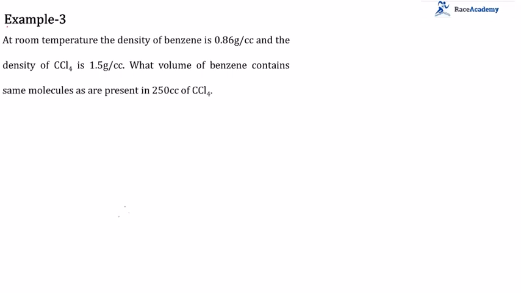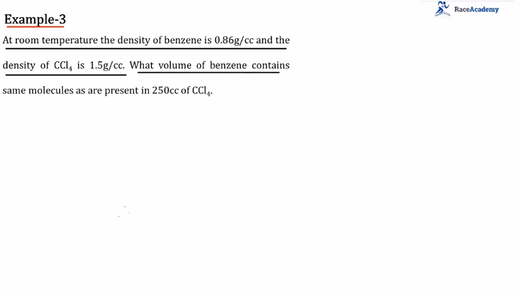See this question. Example number 3. In this question, they are giving that at room temperature, the density of benzene is 0.86 grams per cc, and the density of carbon tetrachloride is 1.5 grams per cc. Then what volume of benzene contains the same number of molecules as are present in 250 cc of carbon tetrachloride?